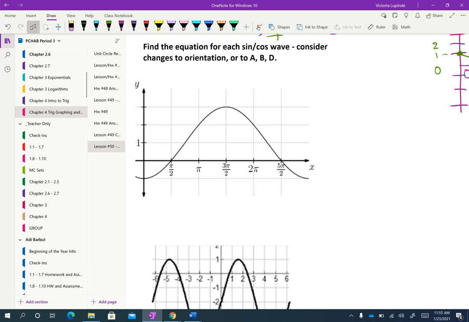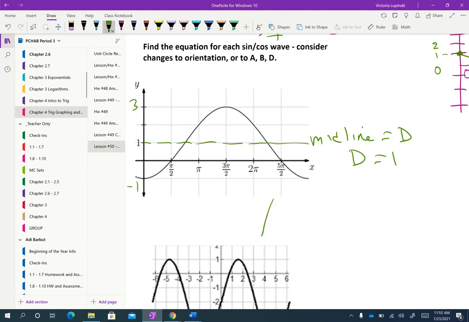In this case, looking at the y values, you have a highest y value of 3 and you have a lowest y value of -1. So hopefully you understand that +1 is between them. This is the midline, which means that's going to be your D. So D is going to definitely be equal to +1.